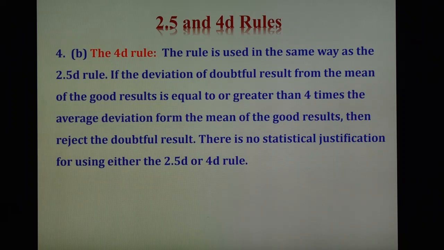And there is no statistical justification for using either the 2.5D or 4D rule. Therefore, but it is widely recommended. And also we should note that these rules are meant to apply to the rejection of only one result from the group of 4 to 8, not 1 out of 3, 2 out of 5, like that. So now some numerical problems are there based on this rule.